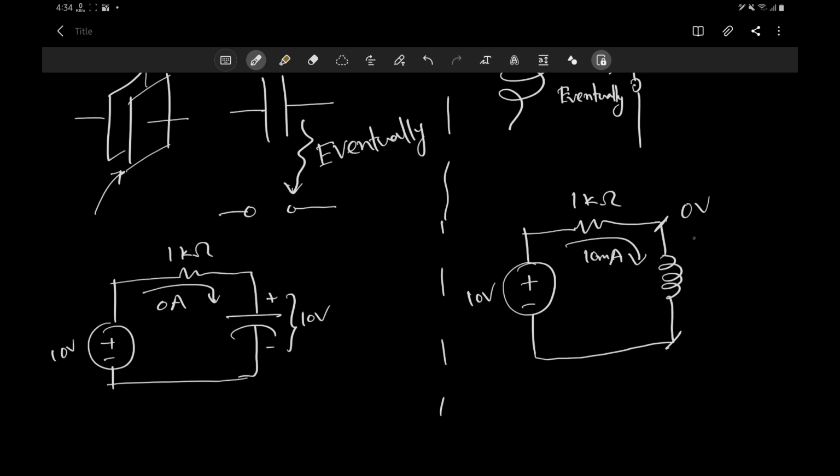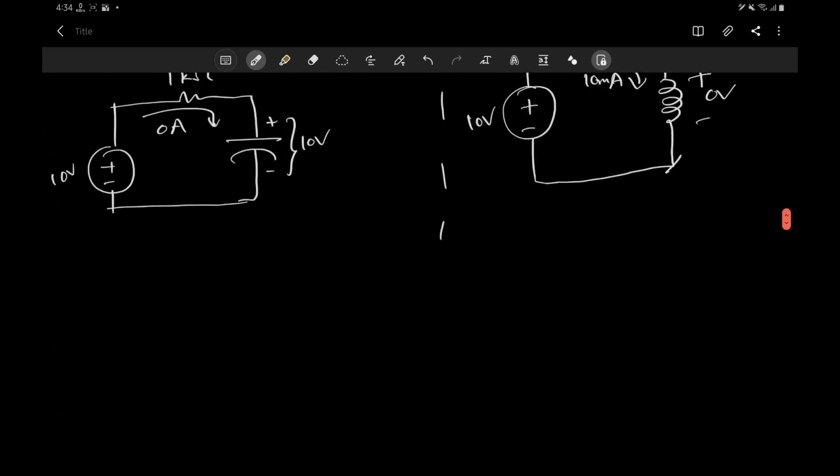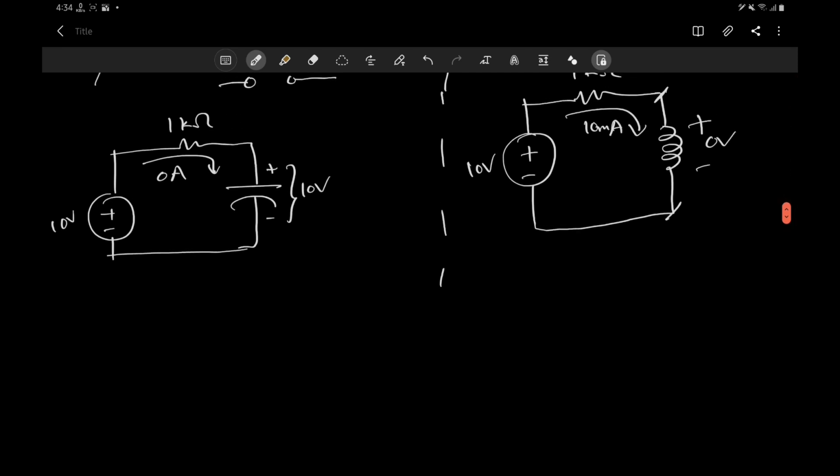So there will be no voltage difference, but there will be a current through this, exactly as if this is a short circuit. So this is what capacitors and inductors do. Capacitors eventually become open circuits, and inductors become short circuits. But the thing is, it takes some time.